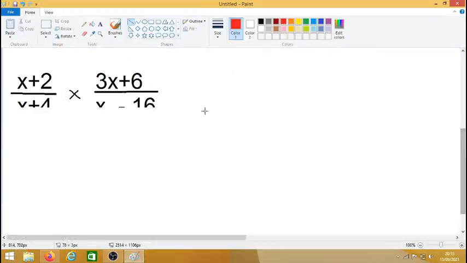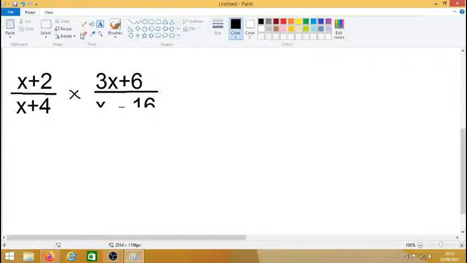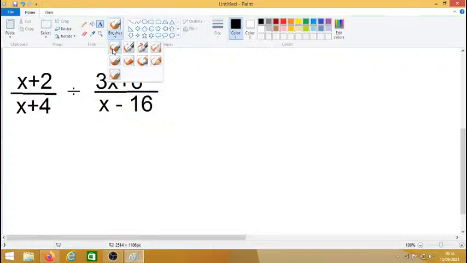And the final one for today is, didn't quite copy right, so we've got x plus 4 on the bottom, x plus 2 on the top, and again I'm gonna delete the times. It's a divide example, so we're going to divide these fractions, and it's dividing by the second fraction, which is 3x plus 6 on the top, x squared minus 16 on the bottom. As soon as you see a square number and a square here, you've got to be thinking that we're going to use difference of two squares.